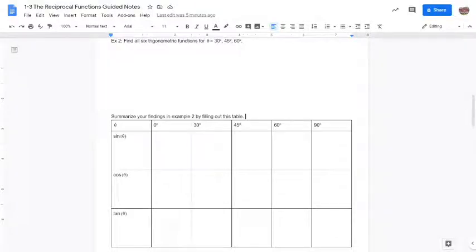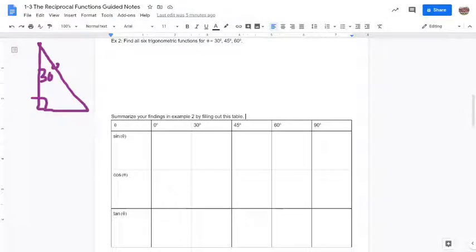Okay, so now let's build on what we just saw in example 1 and apply it to special right triangles. Example 2 says find all 6 trig functions for 30, 45, and 60. So that means we have to draw 2 triangles here, a 30, 60, 90 and a 45, 45, 90. So let's draw a 30, 60, 90.